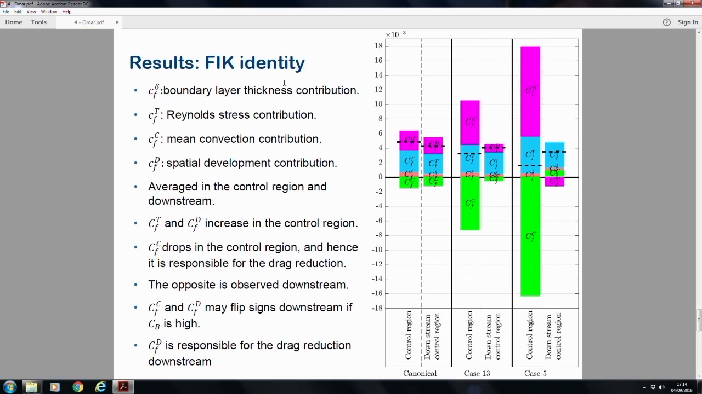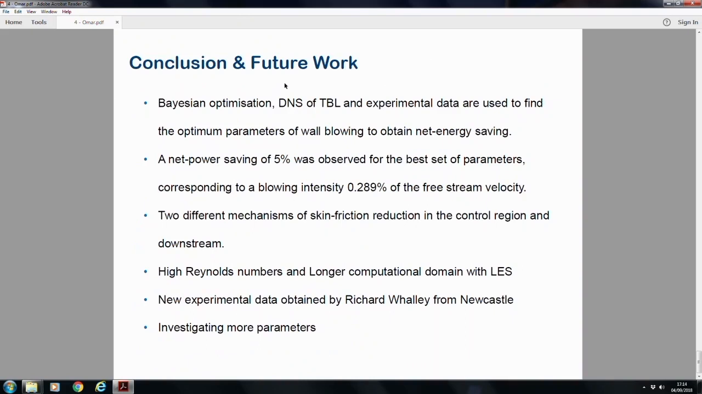So we find 2 mechanisms for drag reduction. In the control region, the drag reduction is achieved by reducing the mean convection contribution, and downstream, the drag reduction is achieved by the spatial development. To conclude, we use Bayesian optimization with DNS of turbulent boundary layer and the experimental data to optimize the wall parameters in order to obtain net energy saving. The net energy saving we achieved is around 5% using uniform blowing with 3% of the free stream velocity. And we find 2 different mechanisms for drag reduction in the control region and downstream.